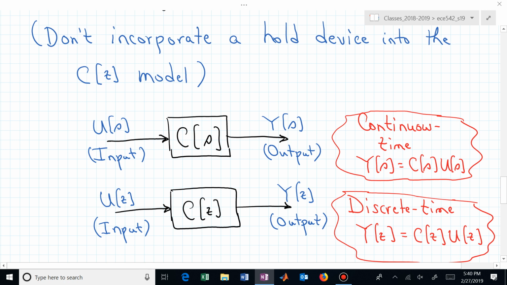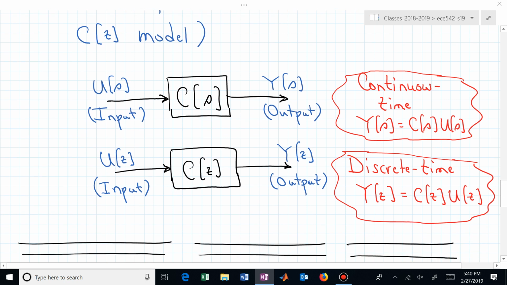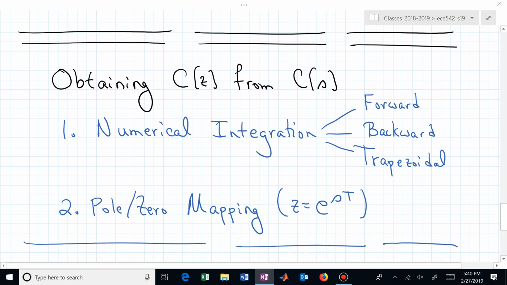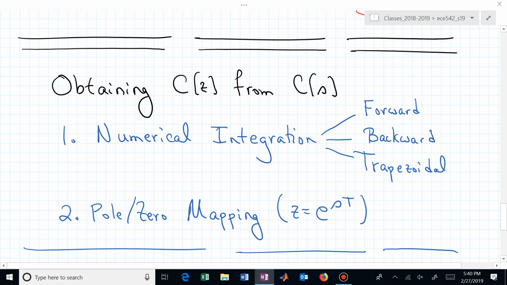And I've already given you the answer in basically the goals section of today's class. But let's now look at how we can do that in two different main ways. Pole zero mapping is the second way. The first way, which is what we're probably going to spend most of our time on today, are the numerical integration strategies. And we can find these numerical integration approximations using a forward approximation, a backward approximation, or a trapezoidal approximation.